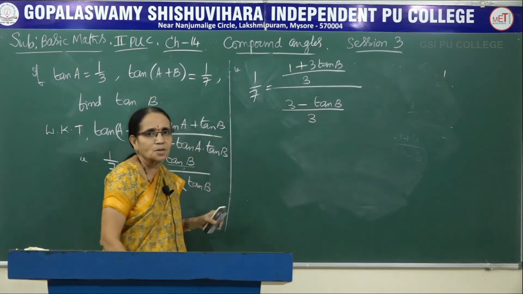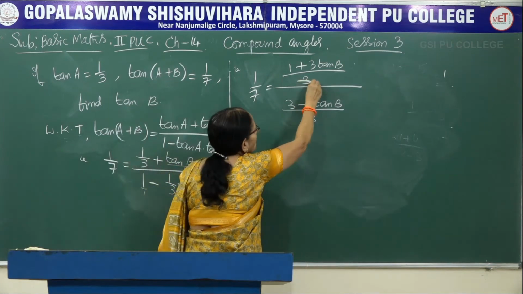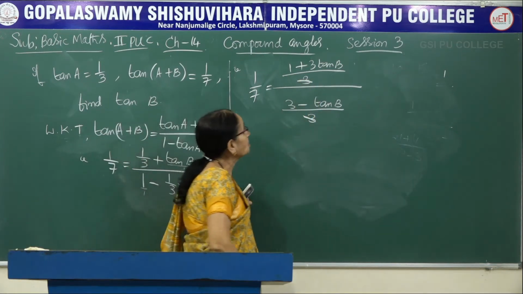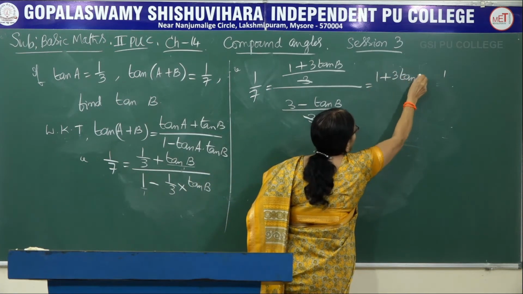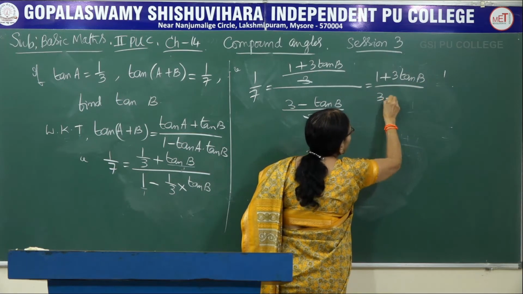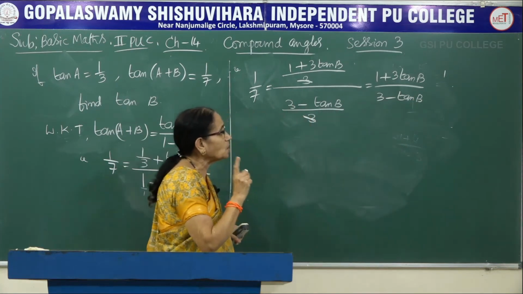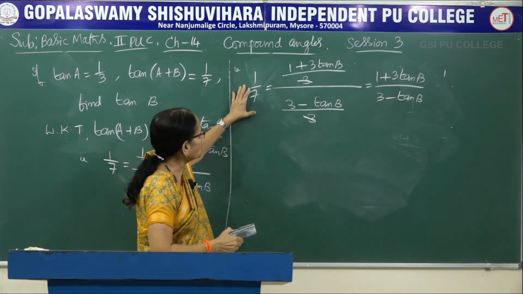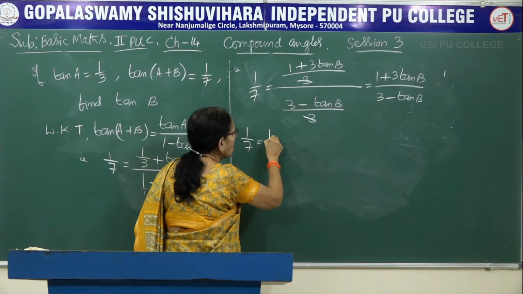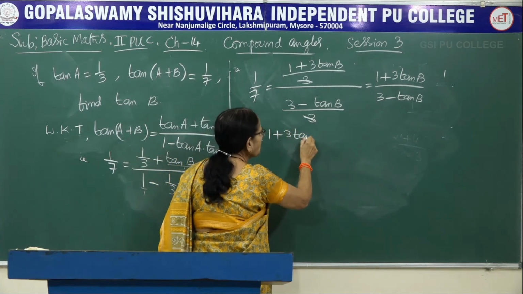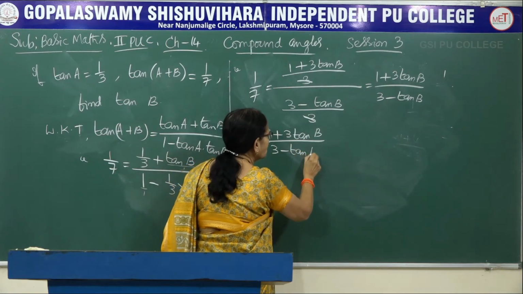So we have taken the LCM for the numerator as well as for the denominator. First cancel the LCM. What is remaining now? This is equal to 1 plus 3 tan B divided by 3 minus tan B. Now we have to get the value of tan B here. Now left hand side is a known number. So let me write one more step, then we will understand how to solve the problem. 1 plus 3 tan B over 3 minus tan B.